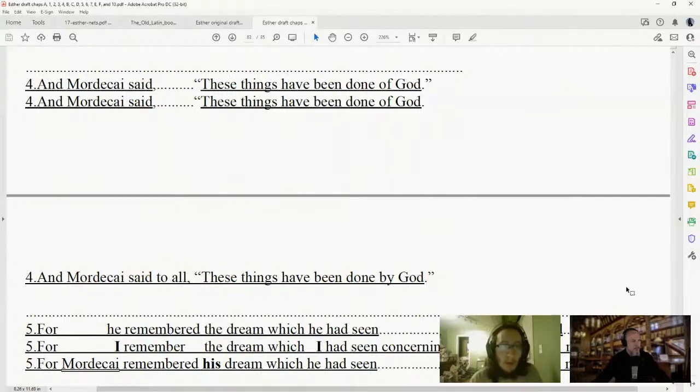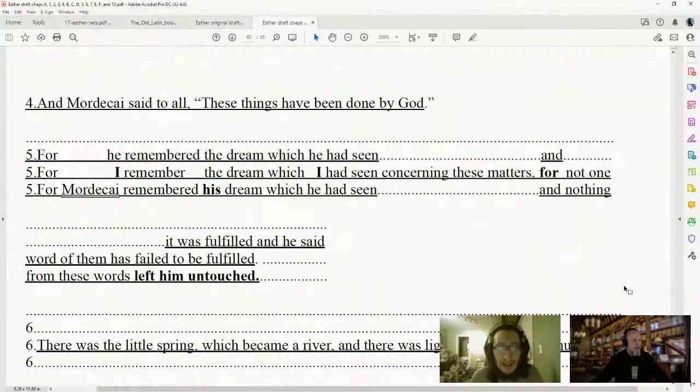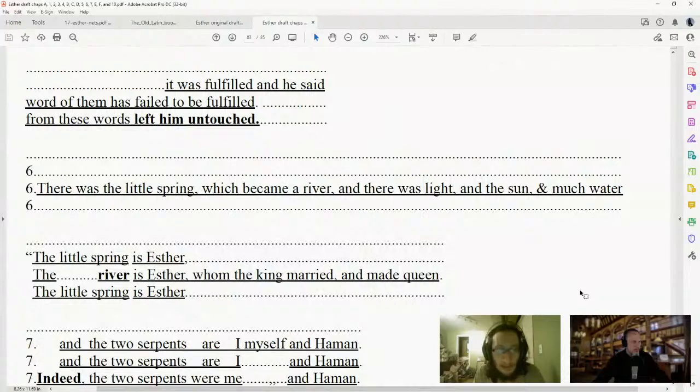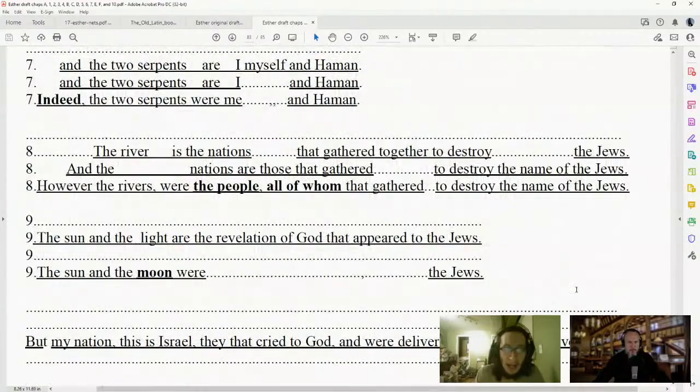Okay, so Mordecai said, "These things have been done of God. For I remember the dream which I had seen concerning these matters. For not one word of them has failed to be fulfilled. There was a little spring which became a river, and there was light and the sun and much water. The river is Esther, whom the king married and made queen. And the 2 serpents are I and Haman. And the nations are those that gathered to destroy the name of the Jews."